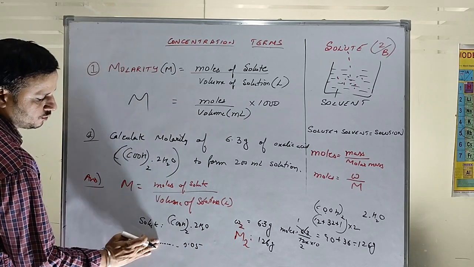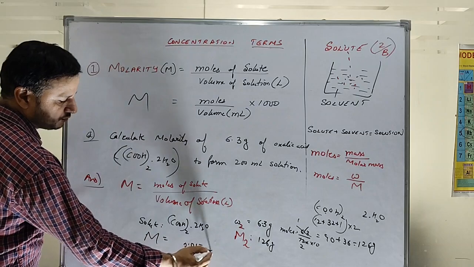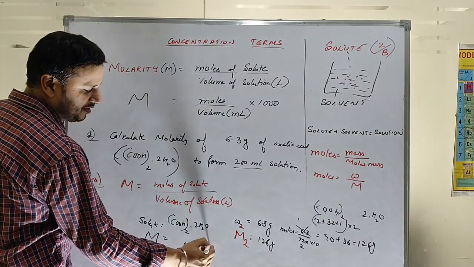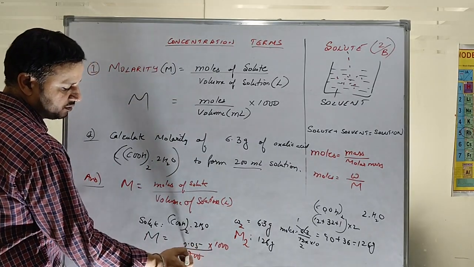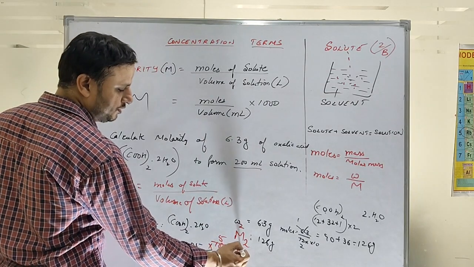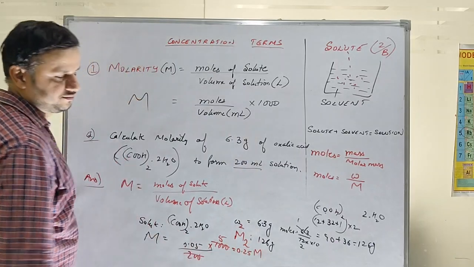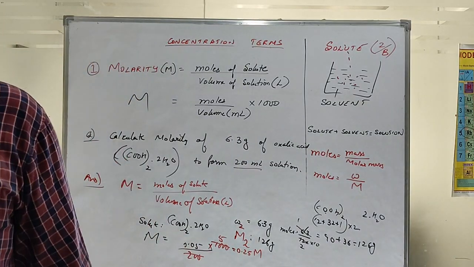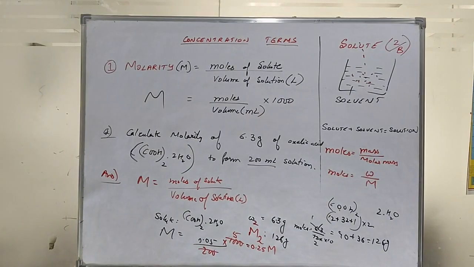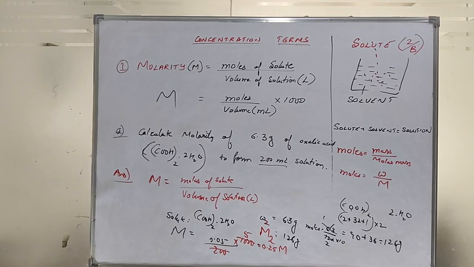0.05. So molarity becomes moles divided by volume, and volume is directly given 200 ml. So it is in ml, so it becomes multiplied by 1000. So this becomes the molarity 0.25 molar. This is how we are going to solve the numericals of this concentration terms.